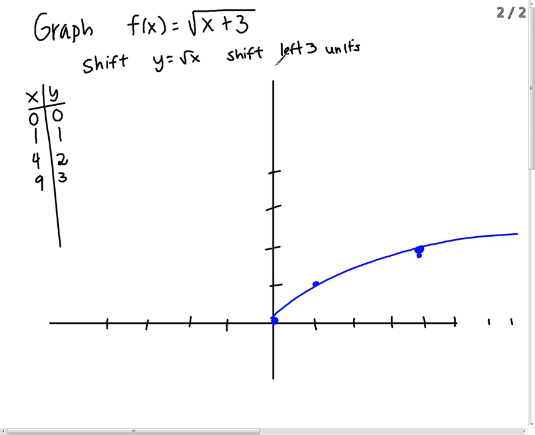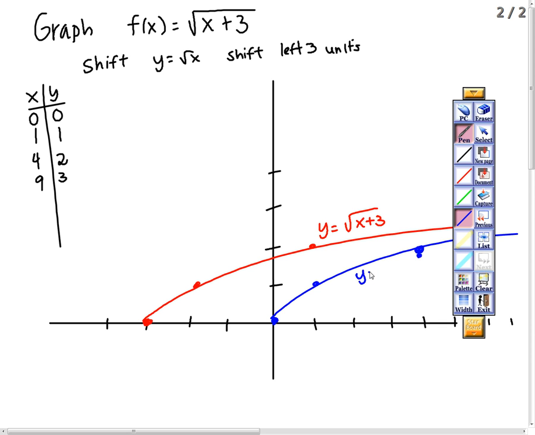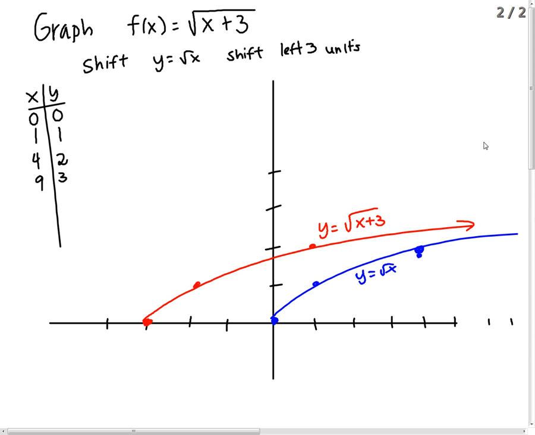Then I take every one of these points and I shift it left. 1, 2, 3, 1, 2, 3, and so on. And this is y equals square root of x plus 3. This guy was y equals root x. That make sense?